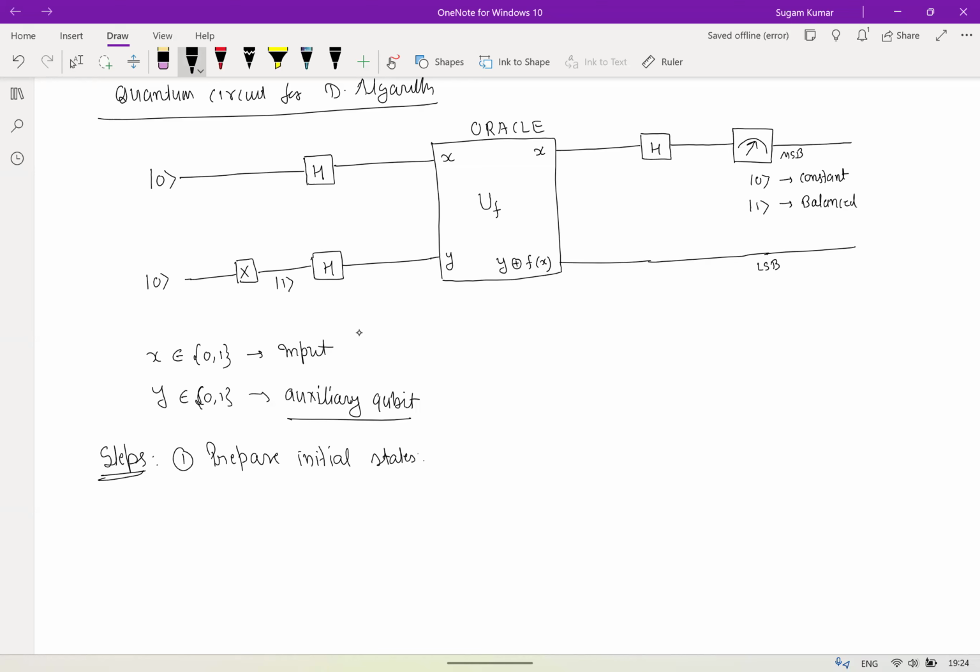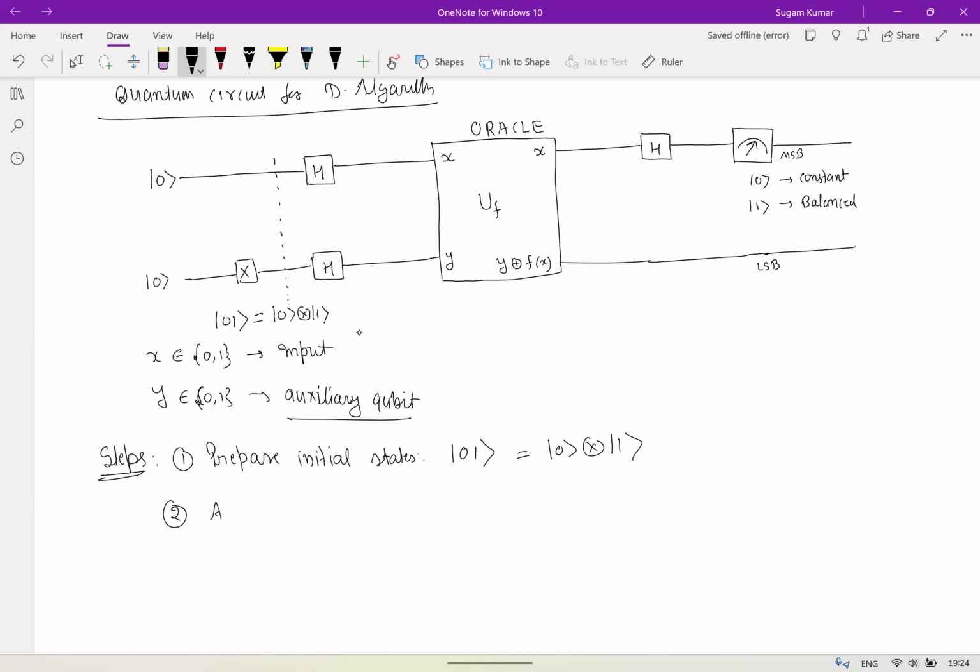So finally, the initial state, you can see here at this location. Now this becomes 1. So technically, this is going to become 0 tensor product 1, which is nothing but 0, 1. So when I say prepare the initial state, I mean I want to prepare the 0, 1 state, or you can also write it as 0 tensor product 1. So you have to prepare this state.